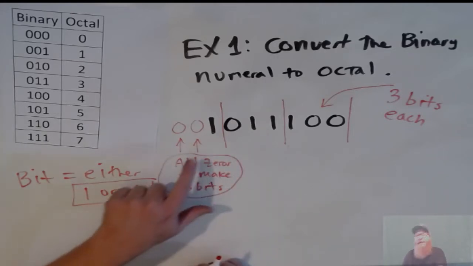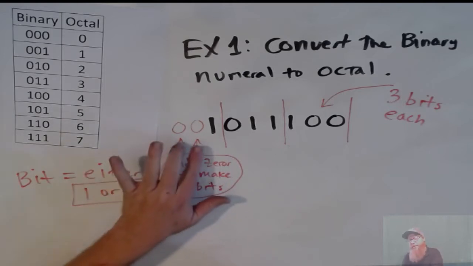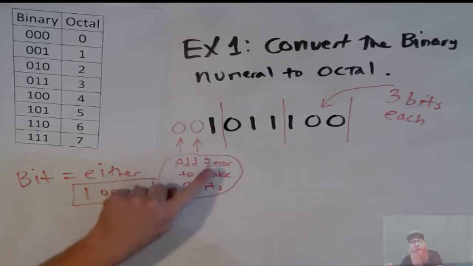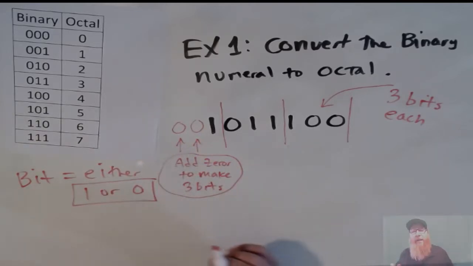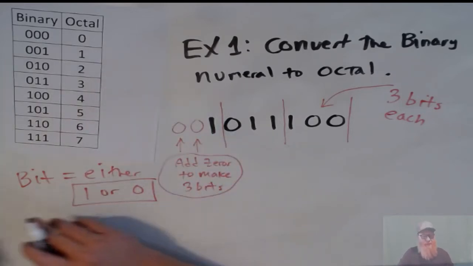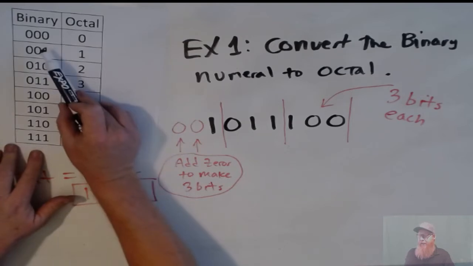You can add as many zeros as you need. You'll never need to add more than 2. So sometimes you won't have to add any. Sometimes you'll have to add 1 zero, and the worst thing that will happen is you might have to add 2 zeros. Okay. And now we just look at our binary here.